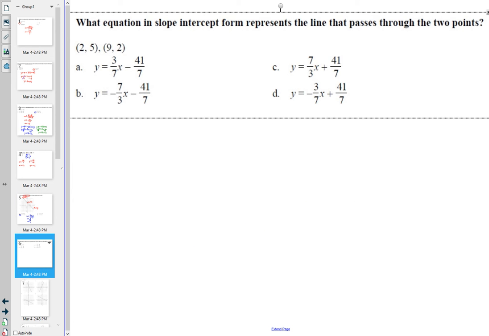Ooh, fractions. But we don't know yet for sure that we're going to get a fraction. It just happens to be that this is multiple choice. So Donnie, what are we going to do first?